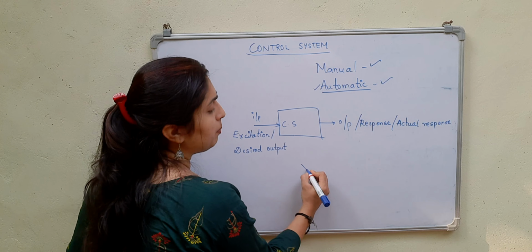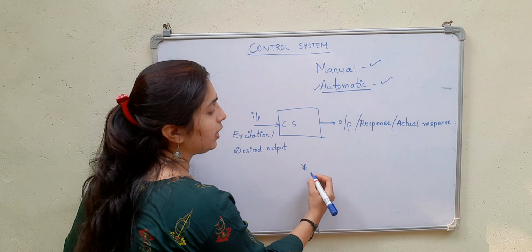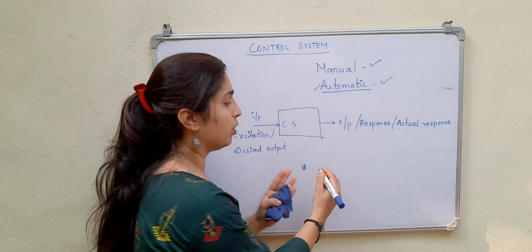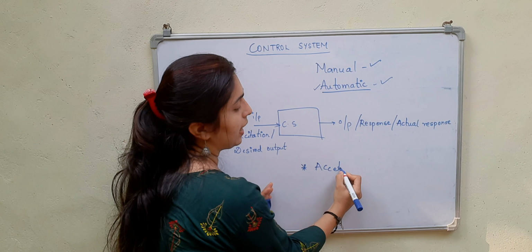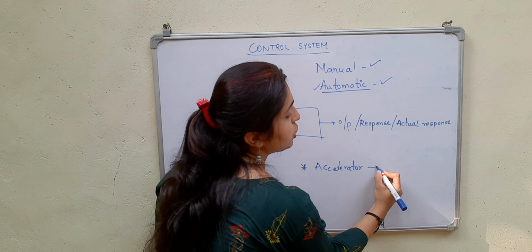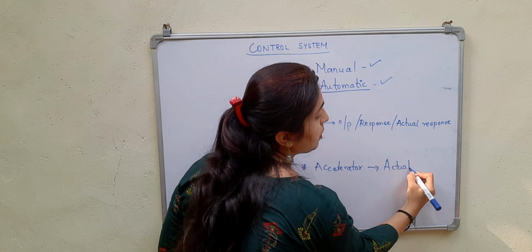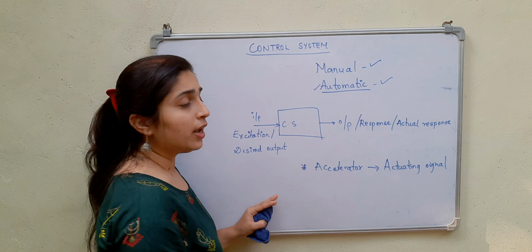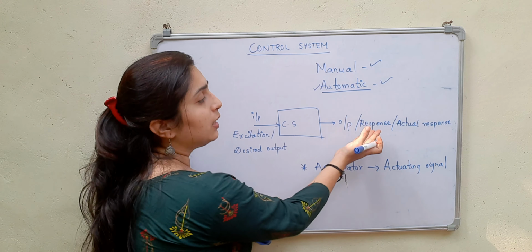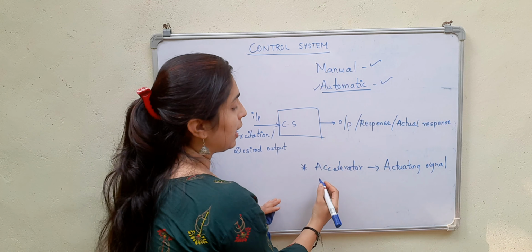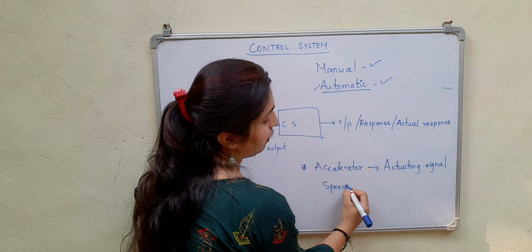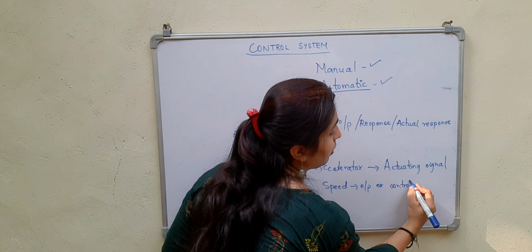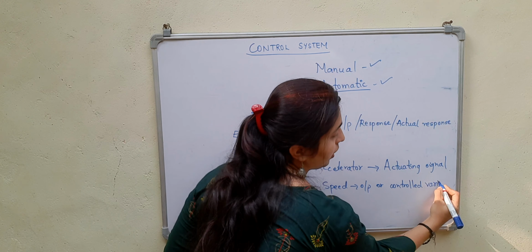For example, I can consider a car. In that car, the pressure you give on the accelerator will be your actuating signal, or it can also be called the input. And the desired or actual response will be your speed. Speed will be the output, or it is also called the controlled variable.